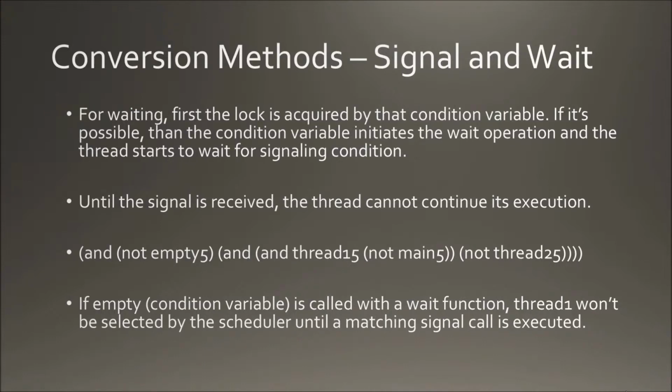So firstly, signal and wait. As you know, signal and wait are thread functions which are done by condition variables. If a condition variable is called with a wait function, that thread cannot execute the next steps until a matching signal function is called. This is our encoding. We have a condition variable here, and when the wait instruction is called, that means empty5 will be true, and then this formula will be false and thread 1 won't be selected until the matching signal function comes.